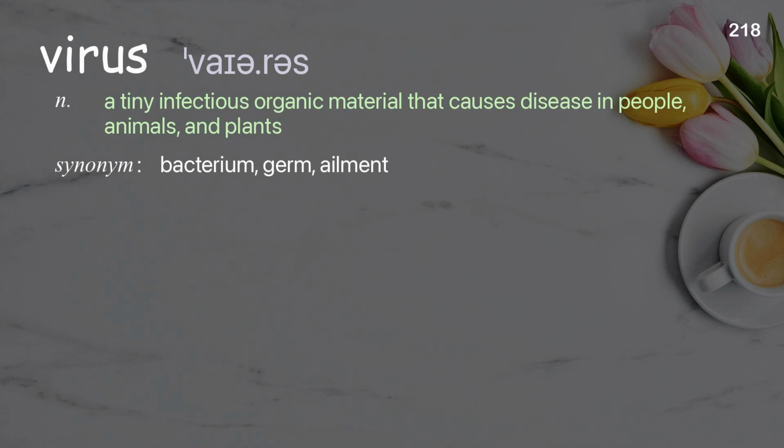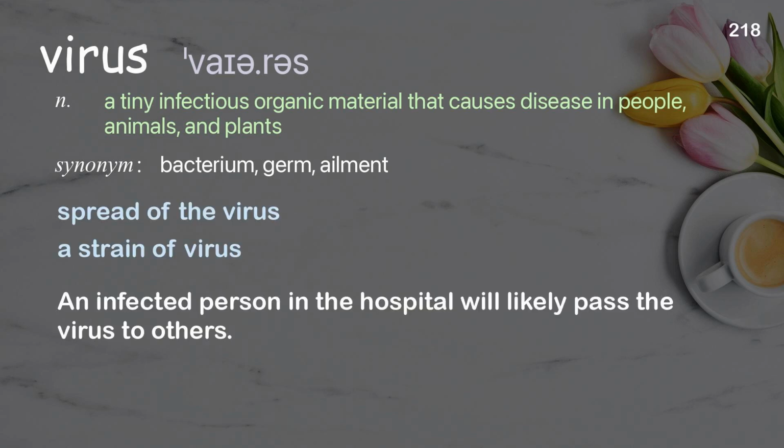Virus: a tiny infectious organic material that causes disease in people, animals, and plants. Examples: spread of the virus, a strain of virus. An infected person in the hospital will likely pass the virus to others.